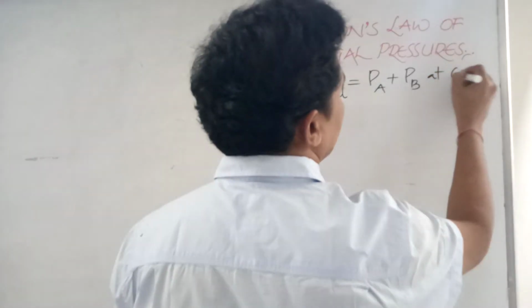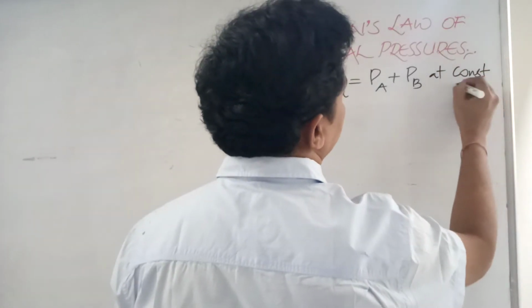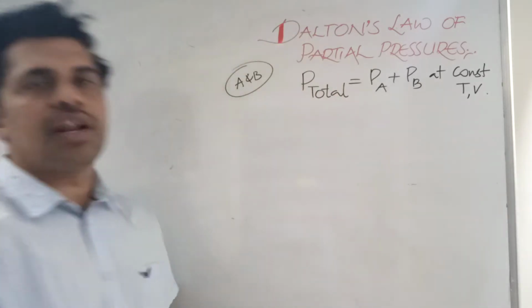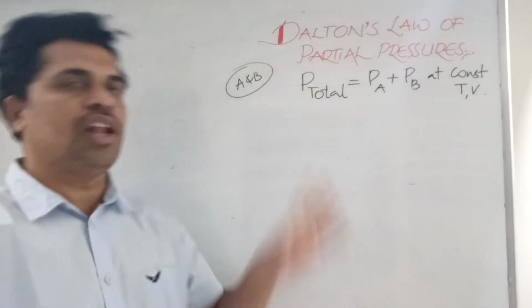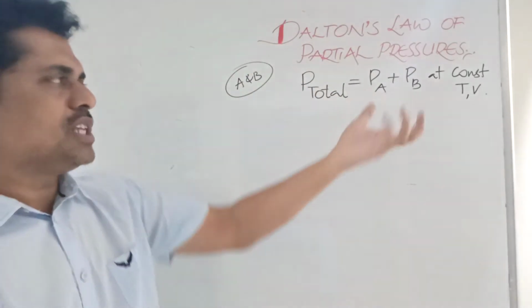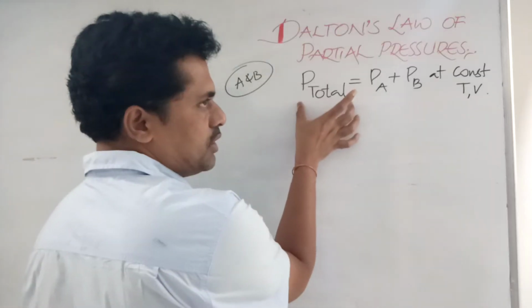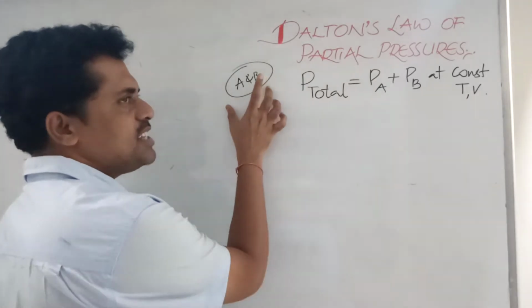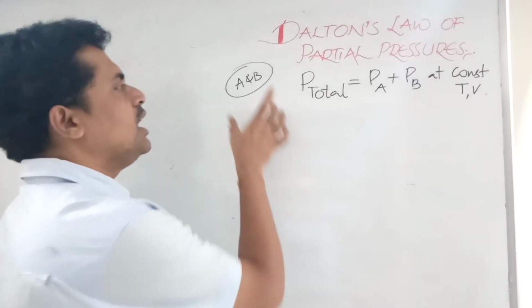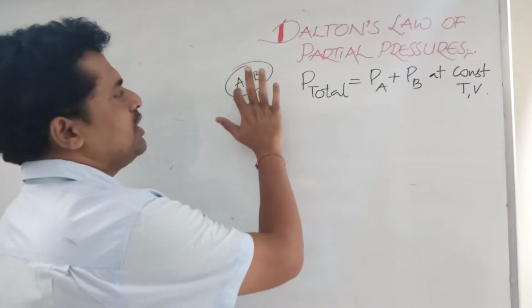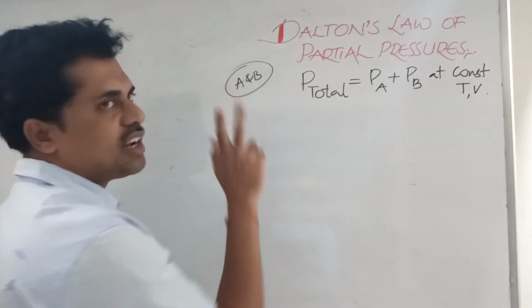At constant temperature and volume. Okay, this is the law. What is PA, what is PB, we'll discuss in detail now. The total pressure of a non-reacting gaseous mixture, first important line, non-reacting gaseous mixture. That means A and B must not react with each other.